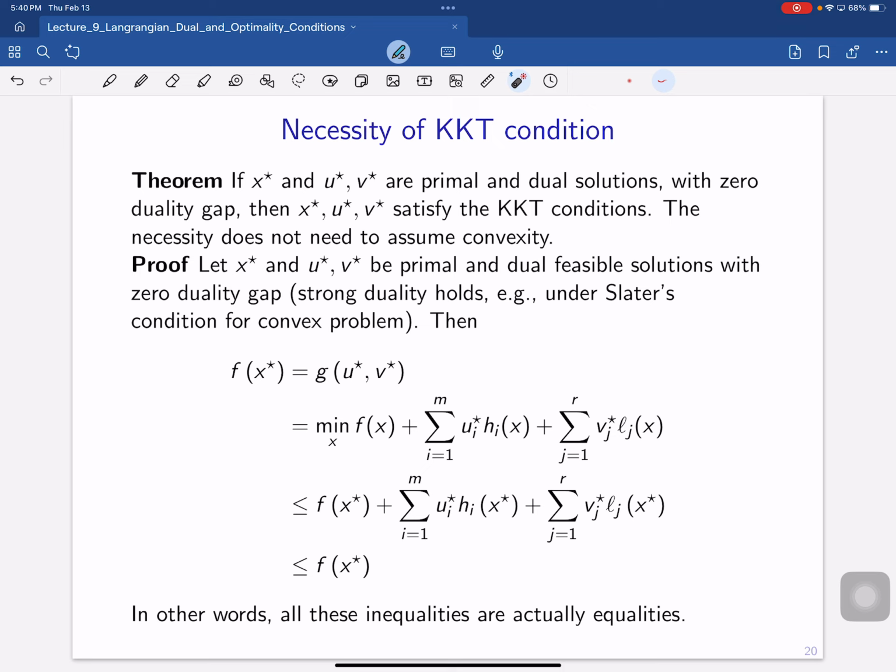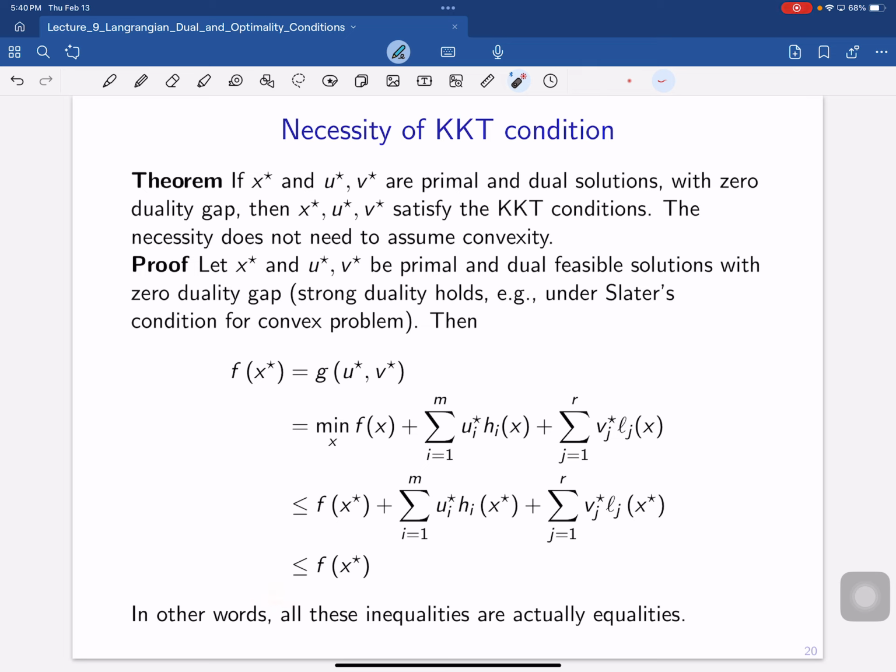This is nothing but by construction, right? Because you have u greater than or equal to 0, and x star is a feasible solution, therefore this is less than or equal to 0, right? Okay. So now with this bunch of argument, we have f(x star) less than or equal to f(x star) here, right?